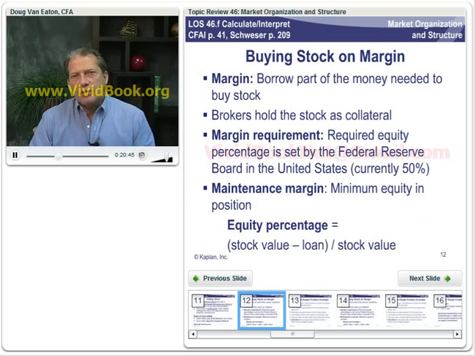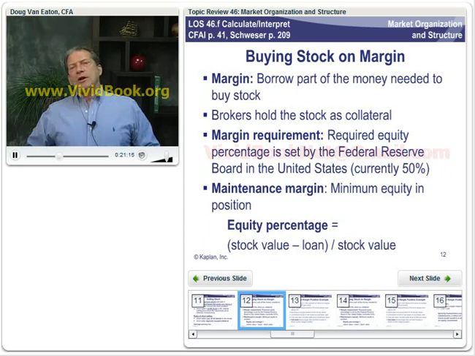The broker keeps the stock as collateral, so again, your creditworthiness is not really anything that comes into play here. So there's an initial margin requirement. In the U.S. it's been 50% for as long as I can remember. And this doesn't mean a brokerage house has to loan you up to 50%. It means that's the maximum that they can loan you on the purchase of shares. This is set by the Federal Reserve Board in the United States.